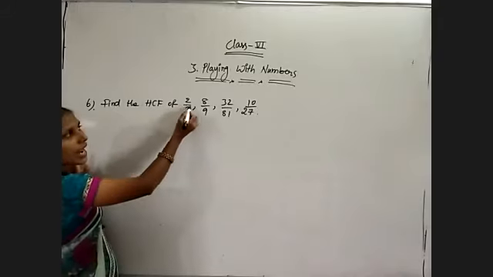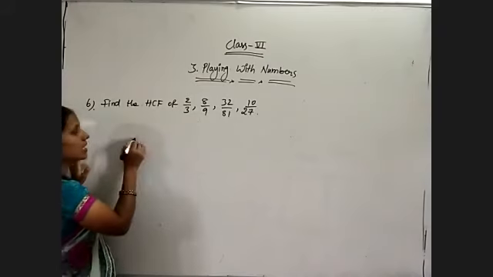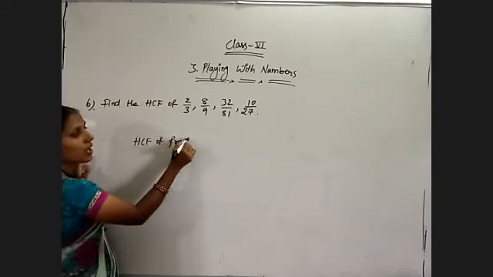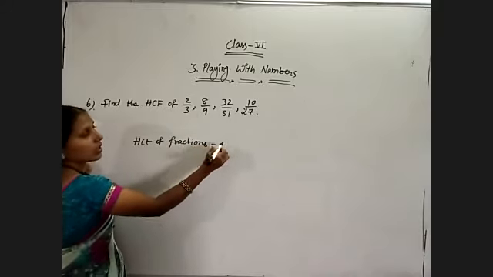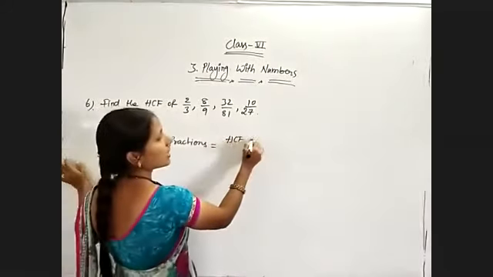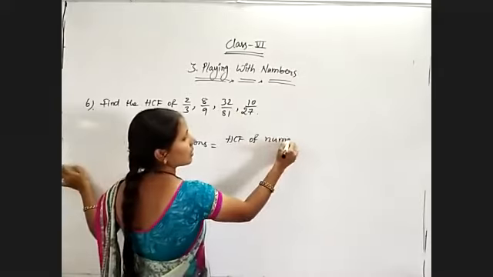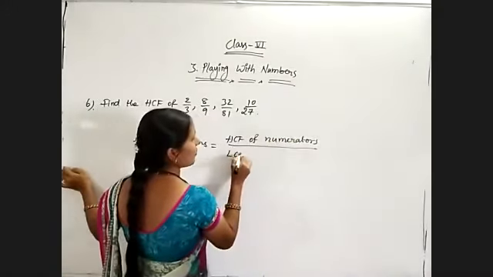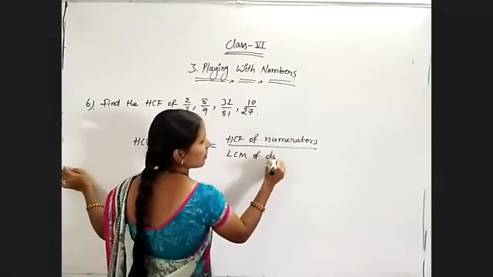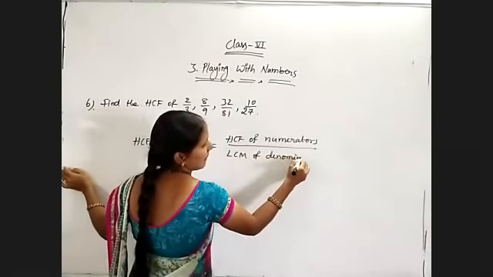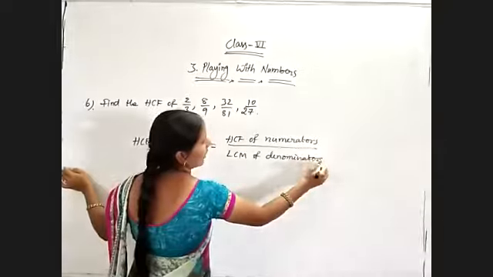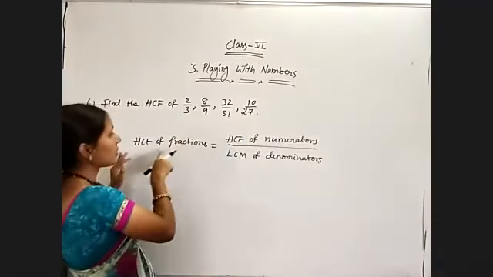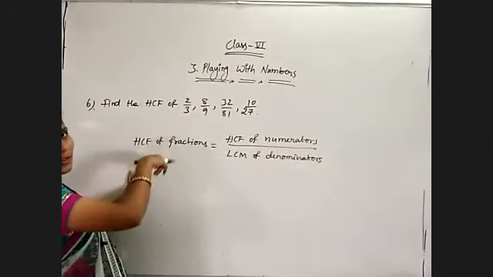But when fractional numbers are given, in that case, HCF of fractions is equal to this formula: HCF of numerators by LCM of denominators. That means we need to find the HCF of the numerators and the LCM of the denominators. That will be the HCF of the given fractions.